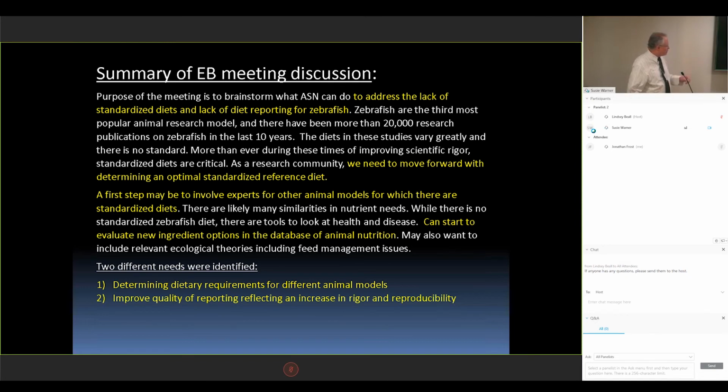I recall there were 2 different needs identified. One is determine dietary requirements for different animal models. That's absolutely a need. And then improve our quality of reporting, which is going to enhance our rigor and reproducibility. So this is identical from 2 years ago, and I put it up there just to let you know that this is something that's not an afterthought. This is something that we've been developing for some period of time.